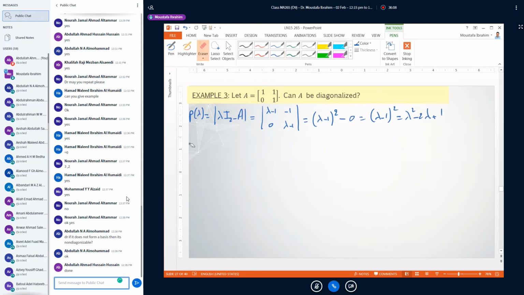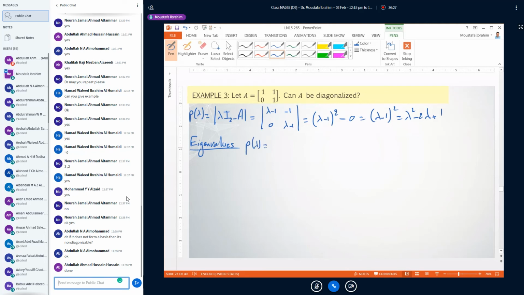Now, eigenvalues: if we have two different eigenvalues, it means diagonalizable. If not, we don't know. We have to move to eigenvectors. If we get two linearly independent eigenvectors, it means diagonalizable. If not, not diagonalizable. So eigenvalues, let's check.